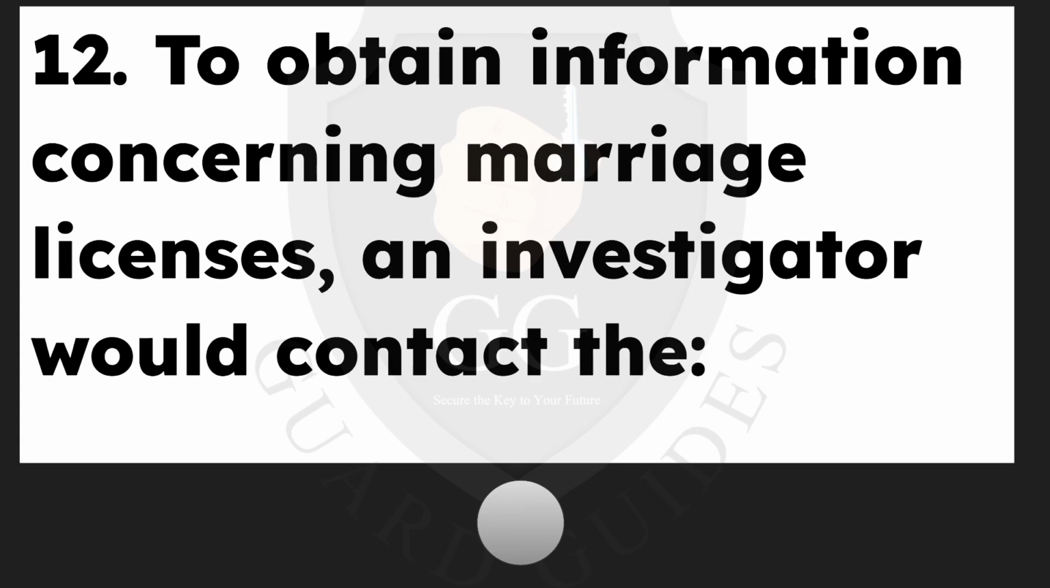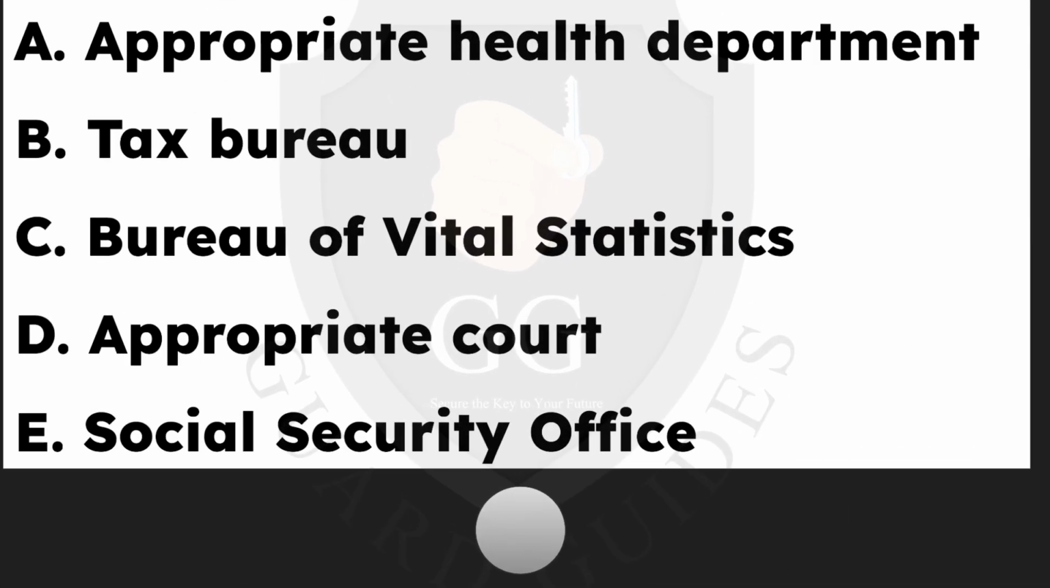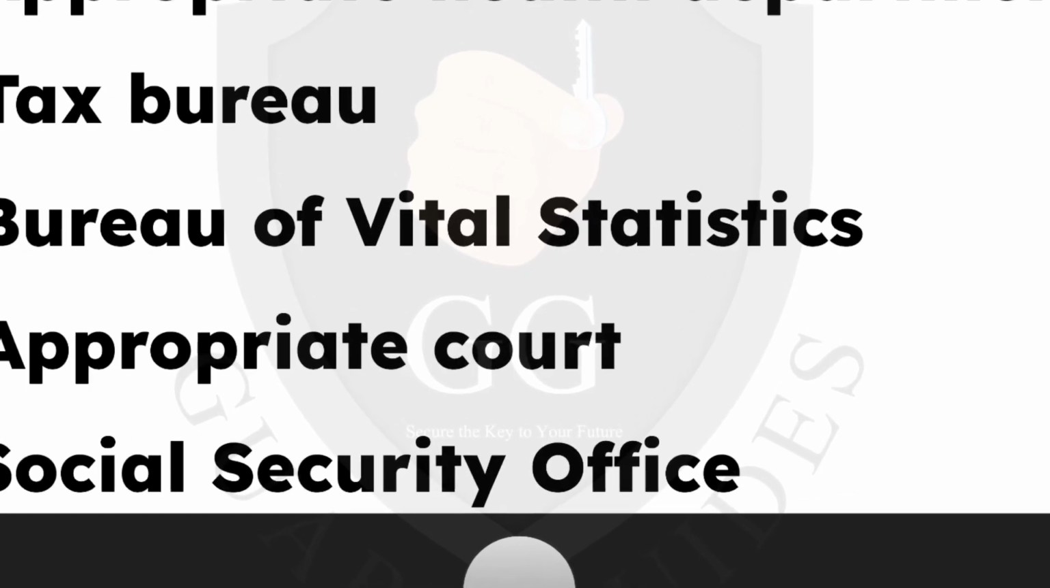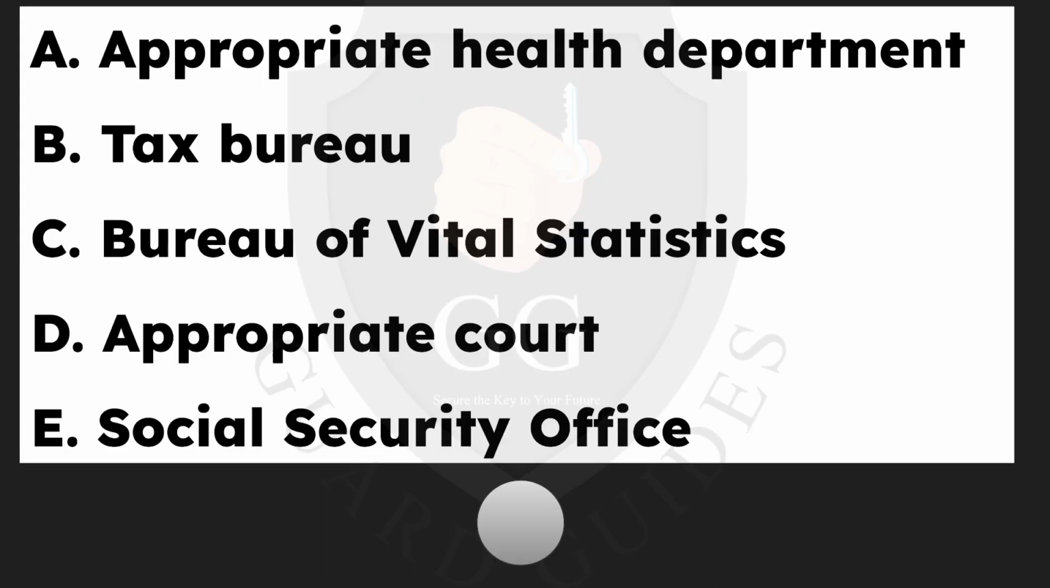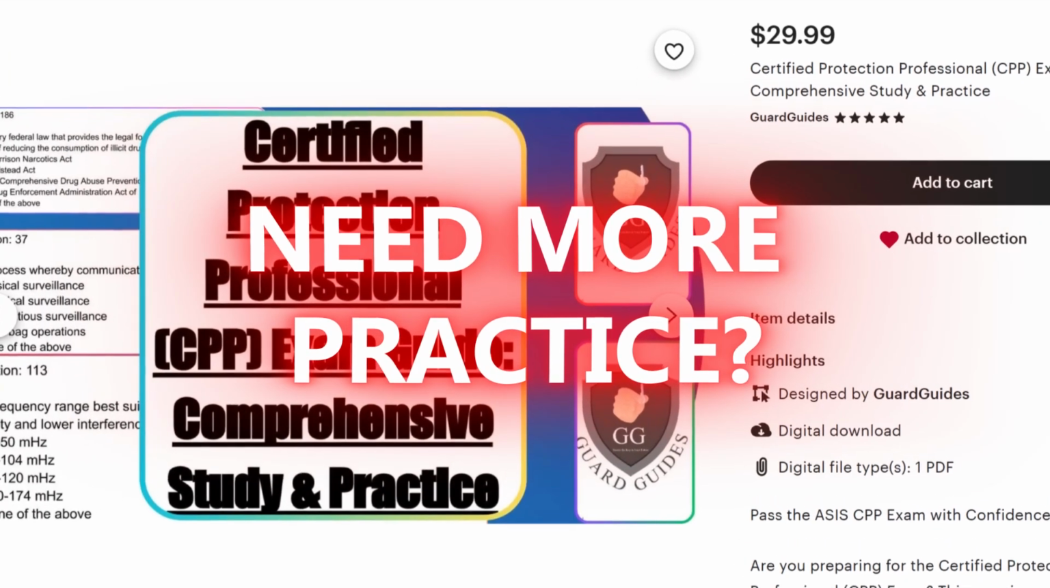Number 12, to obtain information concerning marriage licenses, an investigator would contact the A, appropriate health department. B, tax bureau. C, Bureau of Vital Statistics. D, appropriate court. Or E, Social Security Office. The answer is C, the Bureau of Vital Statistics.